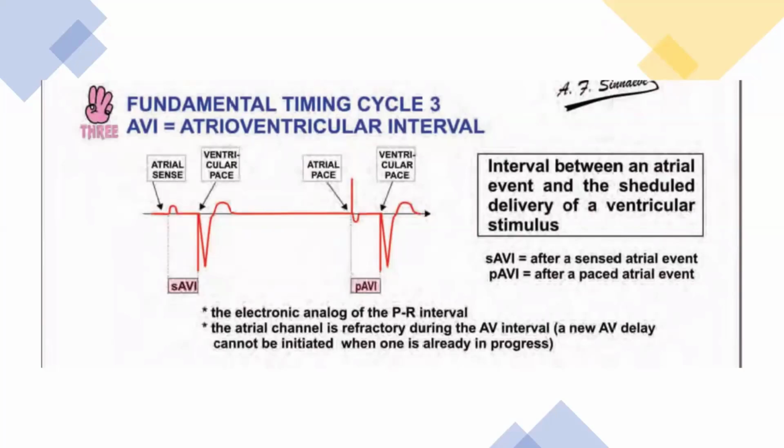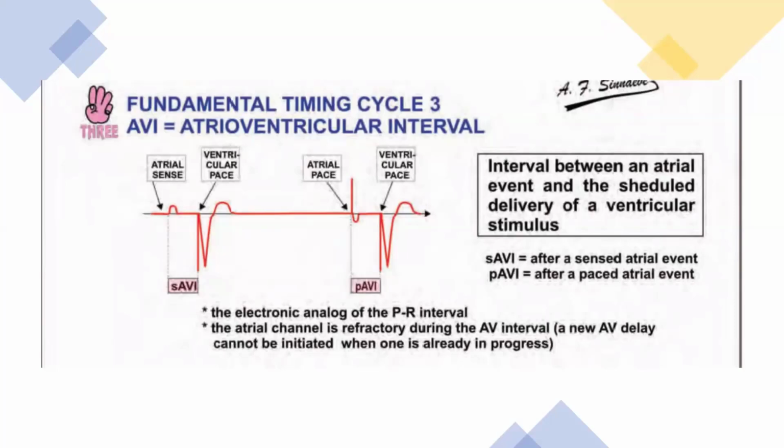The main order you give to the dual chamber pacemaker, and the cause of all these intervals we use, is just one order: you need to get every atrial event followed by a ventricular event, whether this atrial event is sensed or paced, and this ventricular event is sensed or paced.